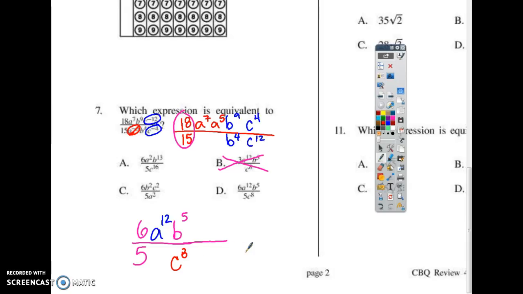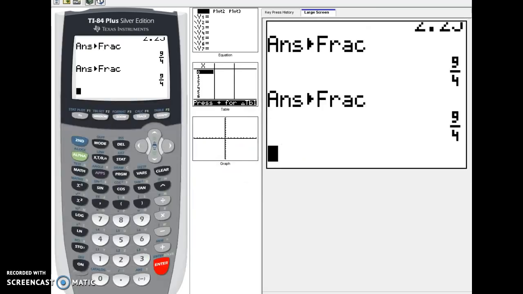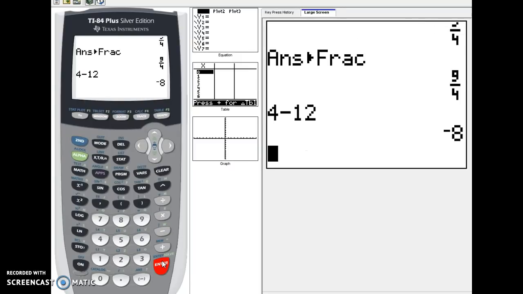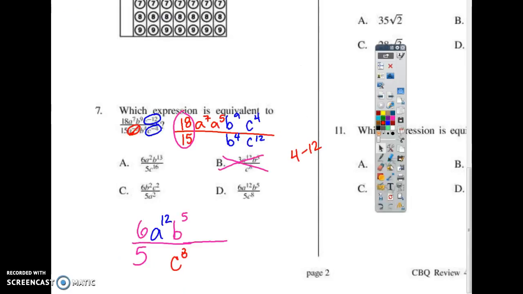If you don't believe me, do 4 minus 12 in the calculator. It gives you a negative 8. That's how you know that it's at the bottom, because it's a negative, okay? And we made it positive because we cannot have negatives. So choose the answer, and let's move on to problem 8.